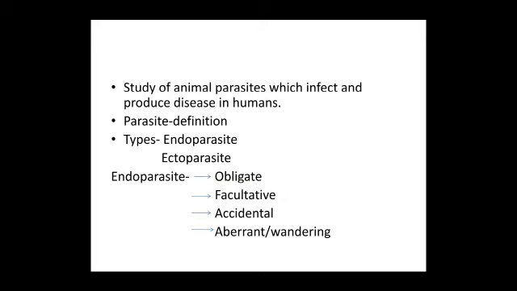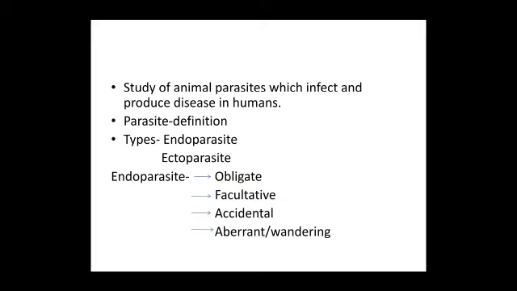What are the different types of endoparasites? These are obligate, facultative, accidental, aberrant or wandering endoparasites. The obligate parasites are those that cannot exist without a parasitic life in the host. Example, Plasmodium. Facultative parasites can live a parasitic life or a free living life when the opportunity arises. Example is Naegleria and Acanthamoeba.